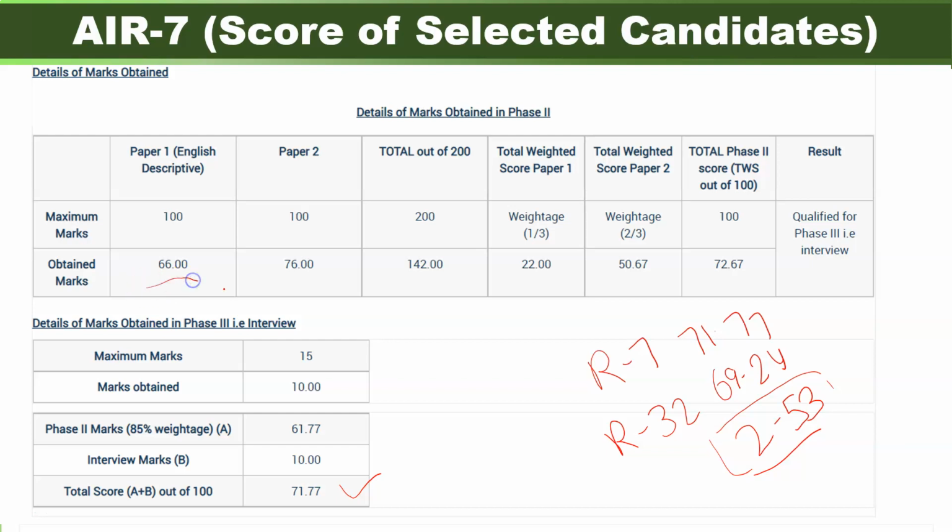So he scored 66 in descriptive English. For English, we will also tell you that 65 to 70 was the score of the selected candidates we are taking. So 76 in Paper 2, and this is for the general category only. He has scored very good marks in Paper 2.